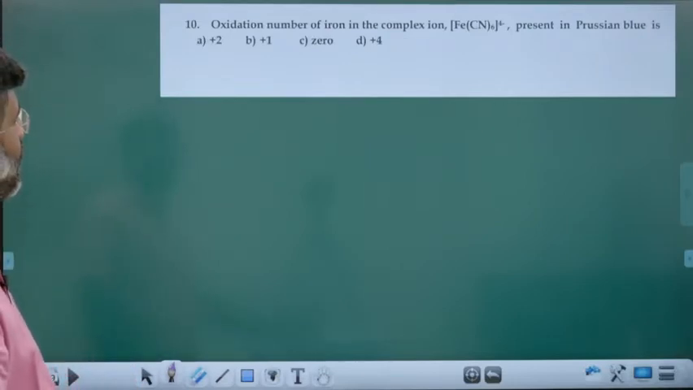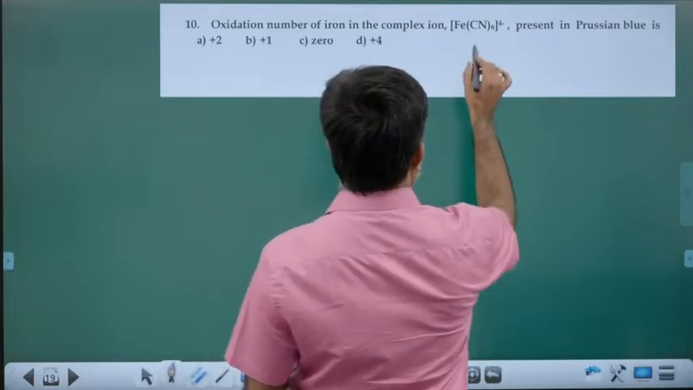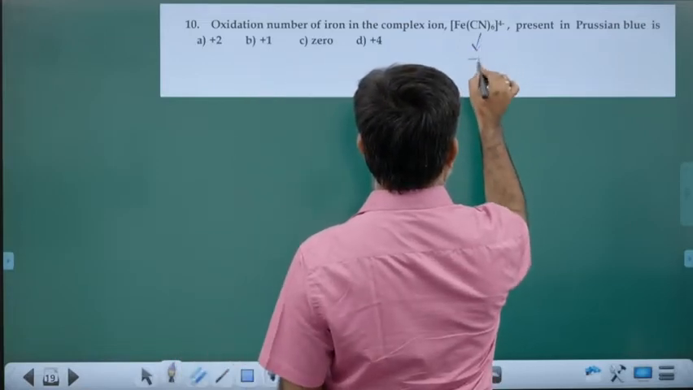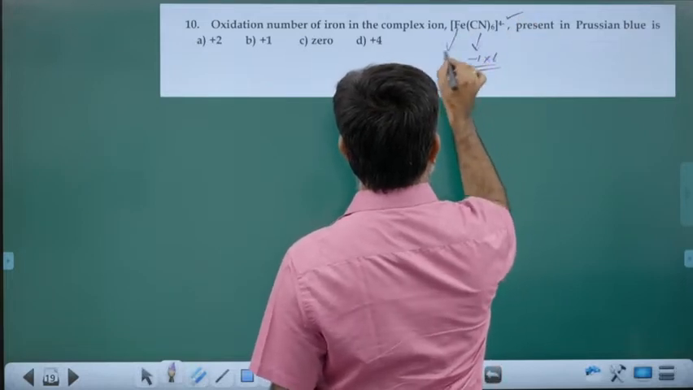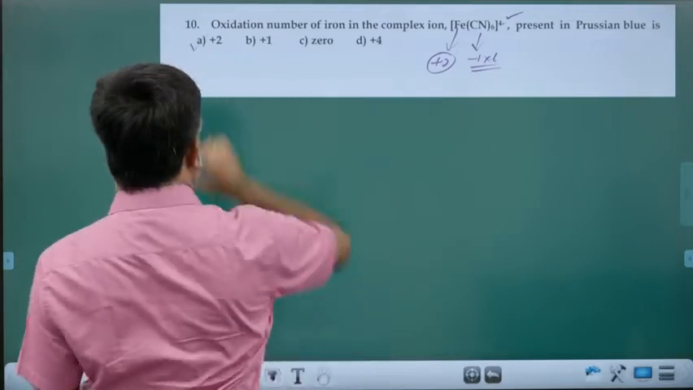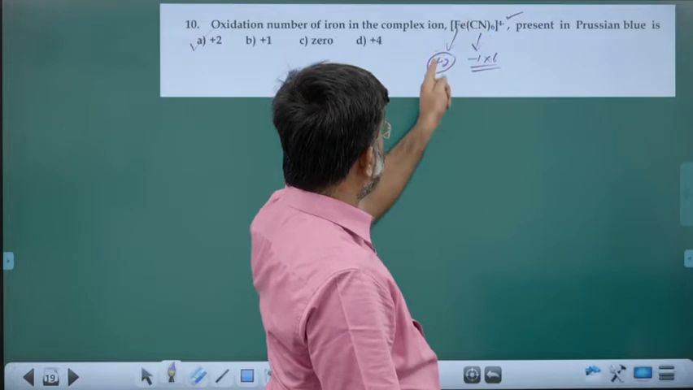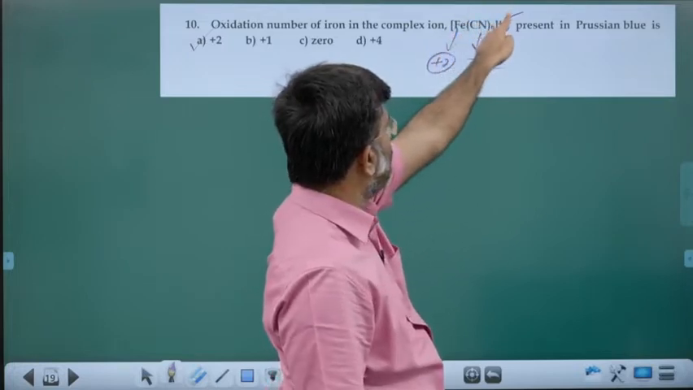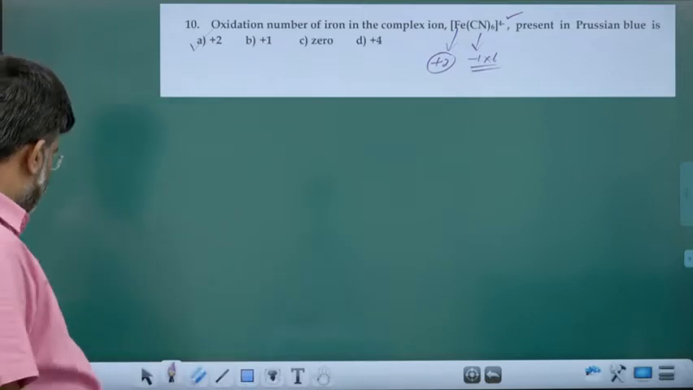Oxidation number of iron in the complex Fe(CN)6 4- present in Prussian blue is very simple. Cyanide is -1 times 6, that is -6, and the total is -4. So iron will be +2. Option A. -6 with the +2 only can give -4. So it is option A.